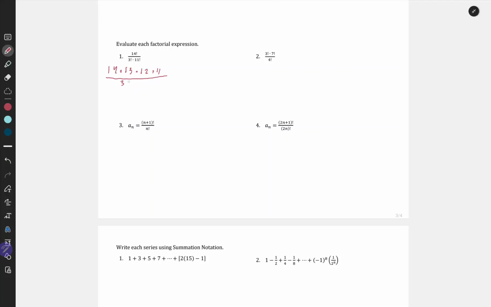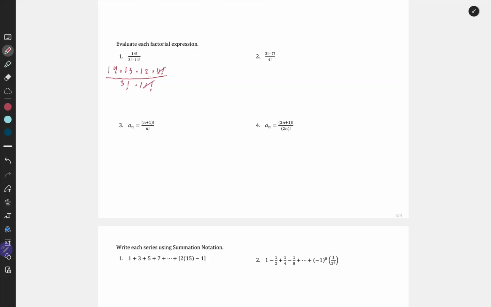But we're not going to go until 1 because we don't need to. We need to go until all of this. So now we have all of this: 14, 13, 12, 11. But now we have 3 factorial and 11 factorial. Now what happens when you have these numbers? Because this is still 11 factorial, because we didn't go on with that, we can cancel this 11 factorial out, because technically there's more, but we stopped at 11.